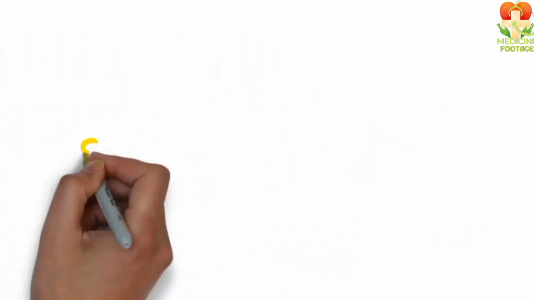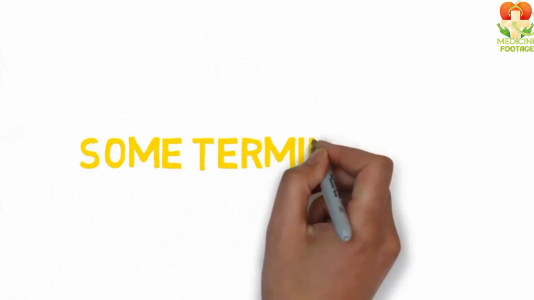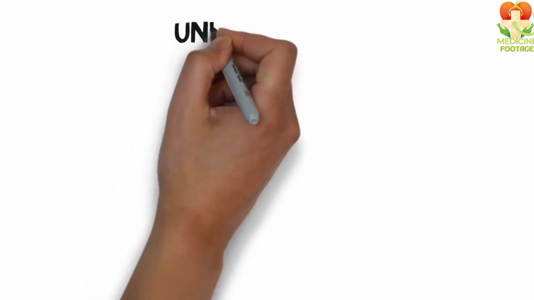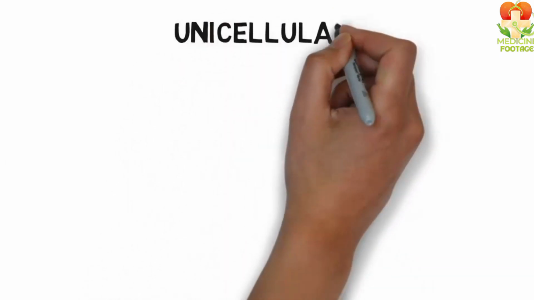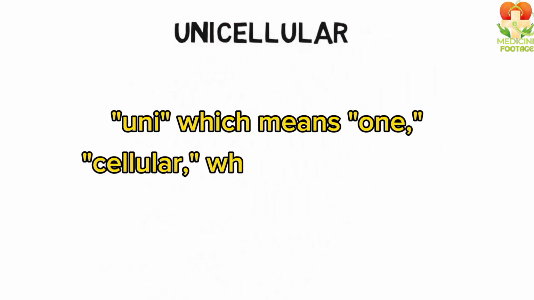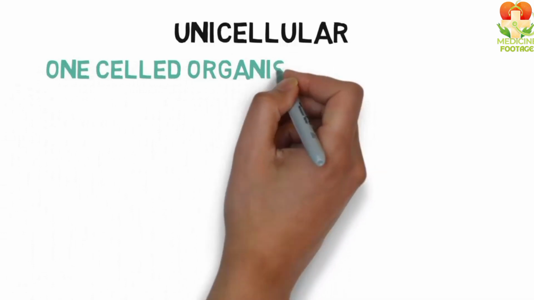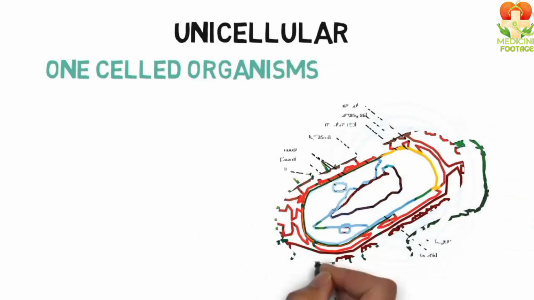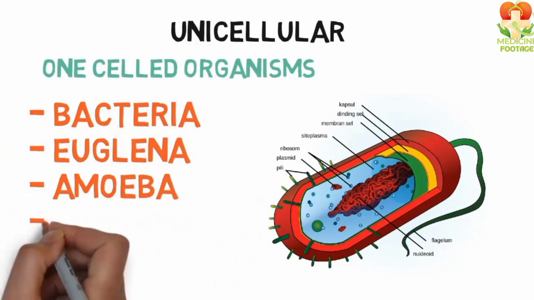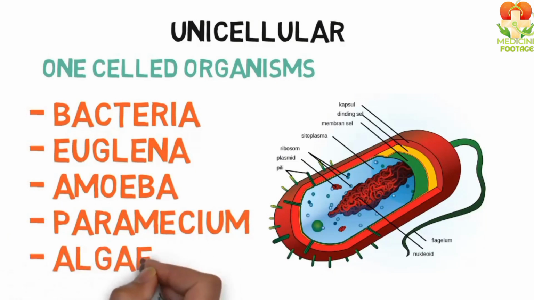To understand the five kingdom system, it is important to learn some terminology. First, we'll discuss the terminology. The first term is unicellular. Unicellular is made up of two words, uni, which means one, and cellular, which means cell. Organisms with one cell are called unicellular. Examples of unicellular organisms include bacteria, Euglena, Paramecium, and amoeba.